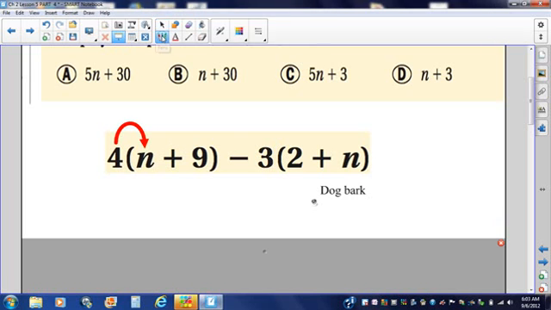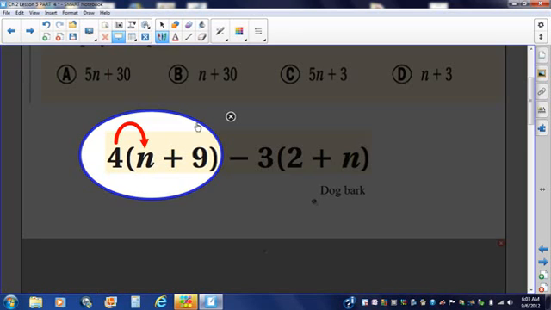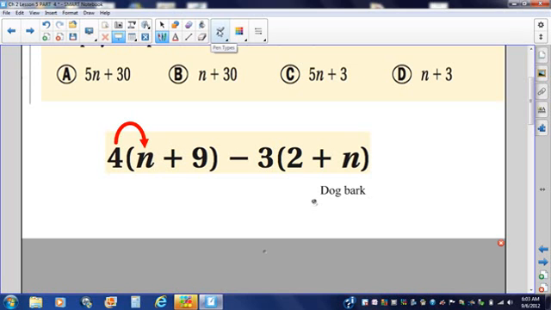Alrighty, the first thing I am going to do is the distributive property. I'm going to distribute the 4 with the n. Then I'm going to distribute the 4 with the 9. So the first thing I see is that the variable n does not have a number in front of it. So I am going to put the number 1 in front of it. And the number 1 is called a coefficient.